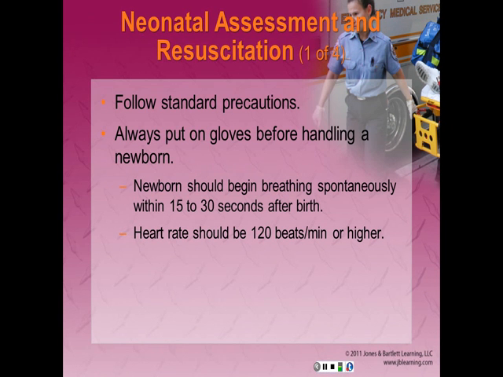Neonatal assessment and resuscitation. Follow standard precautions and always put on gloves before handling a newborn. A newborn infant will usually begin breathing spontaneously within 15 to 30 seconds after birth, and the heart rate will be 120 beats a minute or higher.